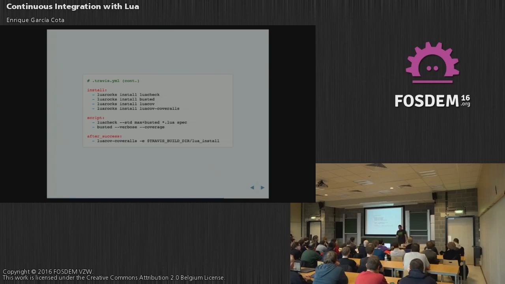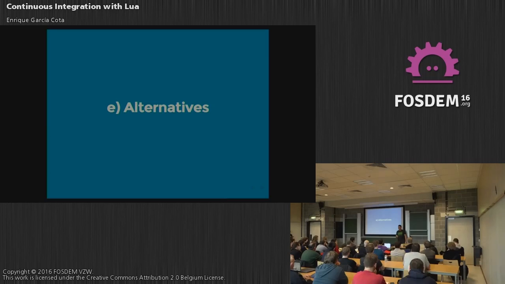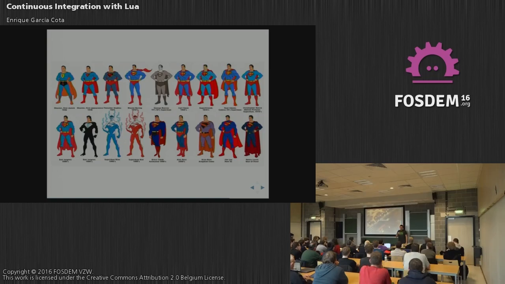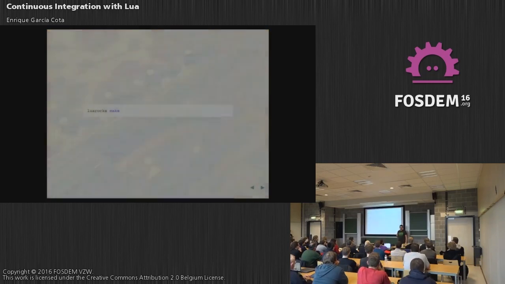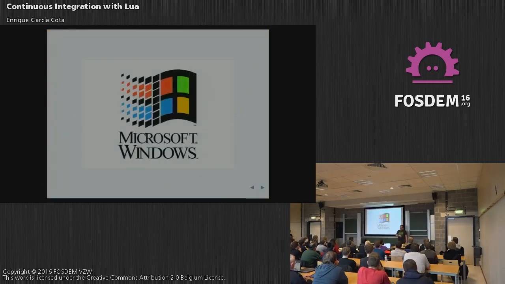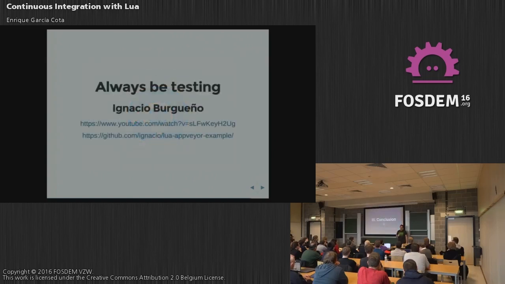And I'm running out of time, so I'm going to skip over this section. But you can ask me in the question section if you want. These are things that I don't do in my code, but I have investigated a bit. C extensions. If you have questions about that, ask me after the presentation. So I'm going to skip. Working with Microsoft Windows. If you have questions about that, ask me later, and I will tell you.